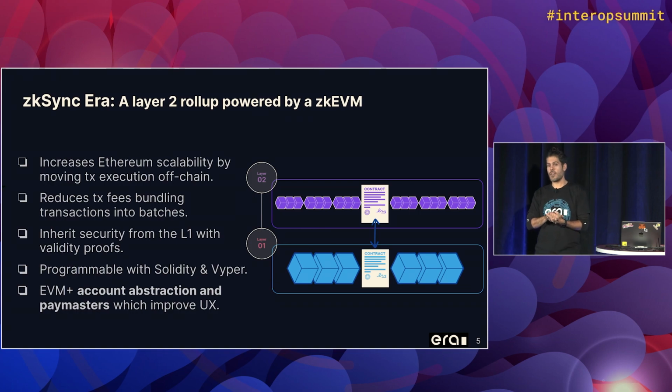On top of that, if your contracts have been audited, you don't need to re-audit your code, which is super, super expensive. And we can also say that it's an EVM plus, because we are not limited to the EVM features. We also have account abstraction and Paymasters already live on zkSync, which are pretty cool because they improve the user experience a lot.